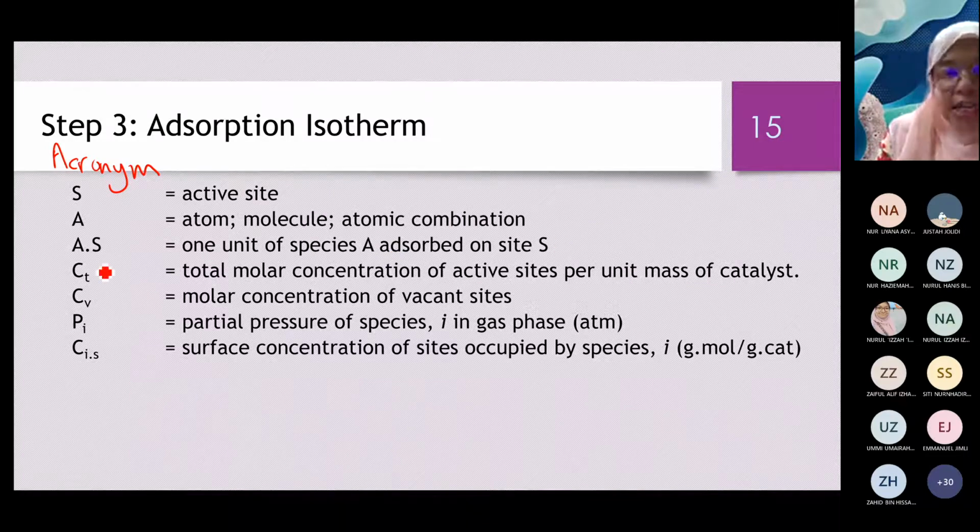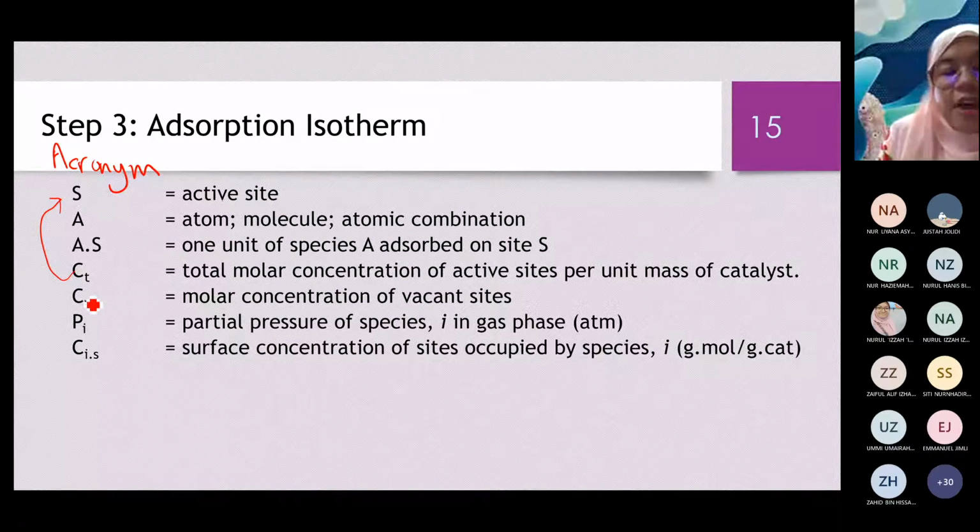CT, usually C is the concentration. This actually represents the concentration, total concentration. Total molar concentration of active site per unit mass of catalyst. So CT is referring to the total concentration of active site S here. Okay, total concentration of this.